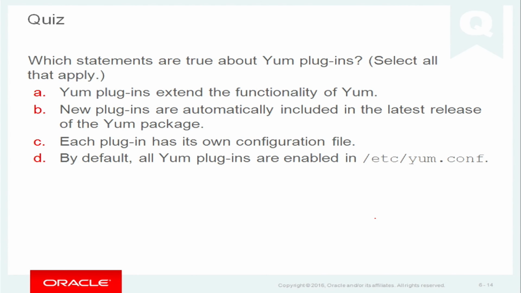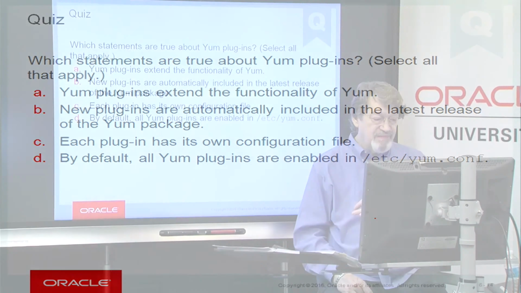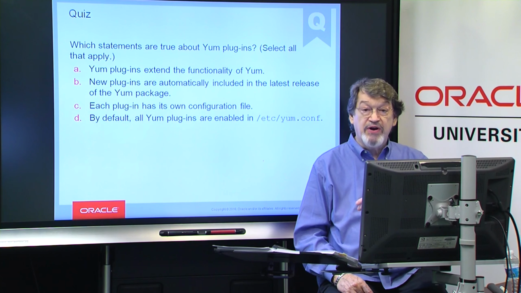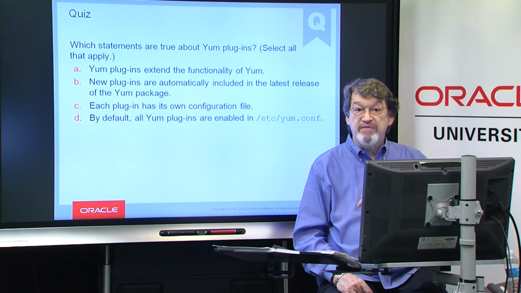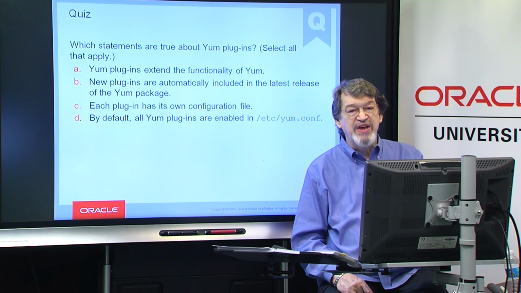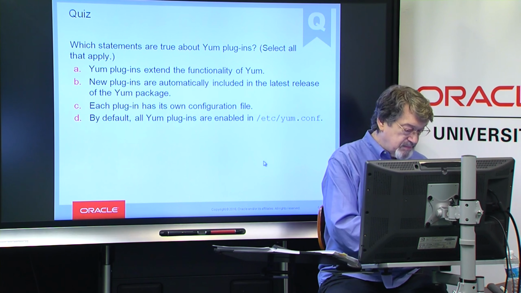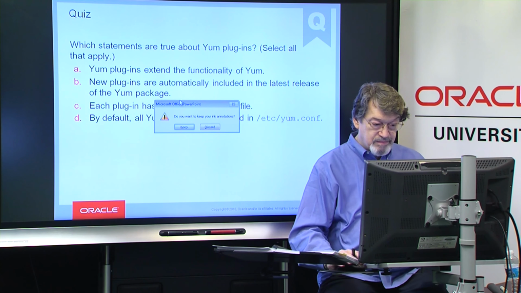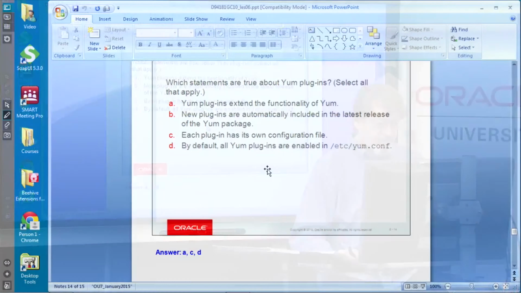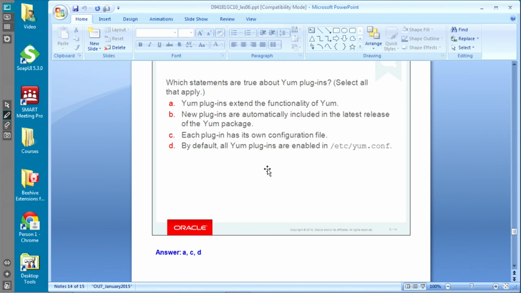Which statements are true about yum plugins? Select all that apply. A, plugins extend the functionality of yum. B, new plugins are automatically included in the latest release of the yum package. C, each plugin has its own configuration file, and D, by default, all yum plugins are enabled in yum.conf. You need to go in there and disable them if that was important. So A, C, D. B's wrong.